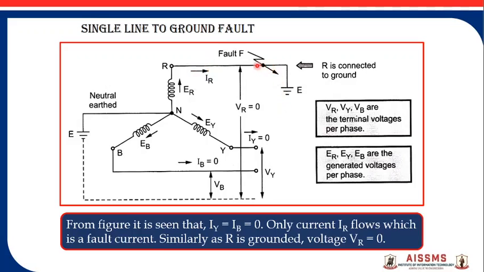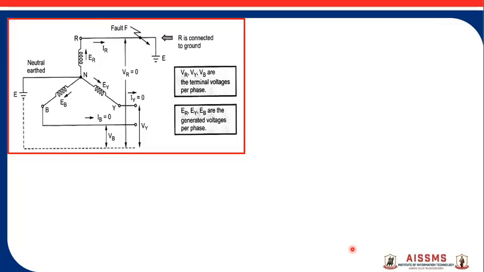As there is a short circuit between R phase and the ground, the voltage across the R phase, that is VR, is going to become 0. So voltage VR is also 0.